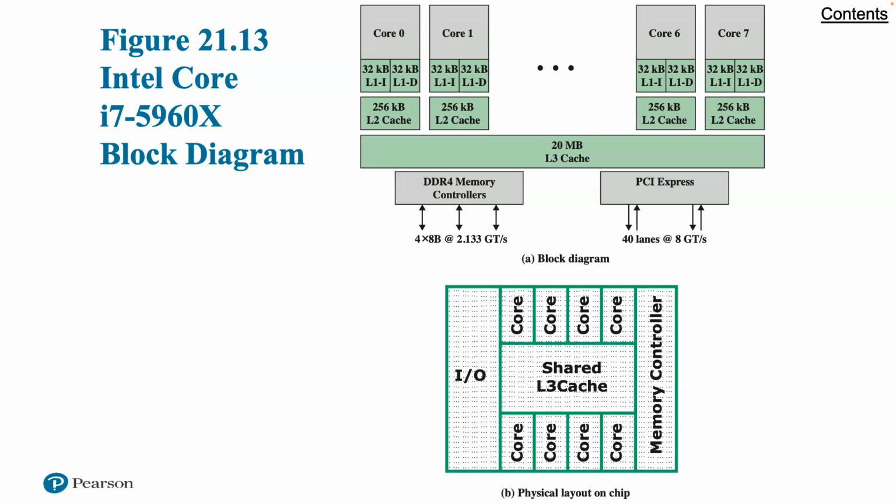The PCI Express is a peripheral bus. It enables high-speed communication among connected processor chips. The PCI Express link operates at 8 gigatransfers per second. So at 40 bits per transfer, that adds up to 40 gigabytes per second.